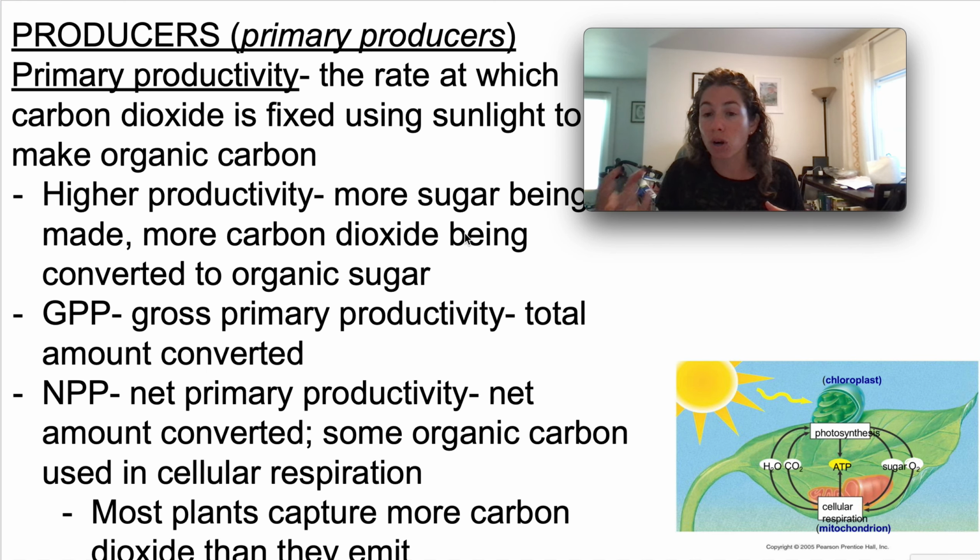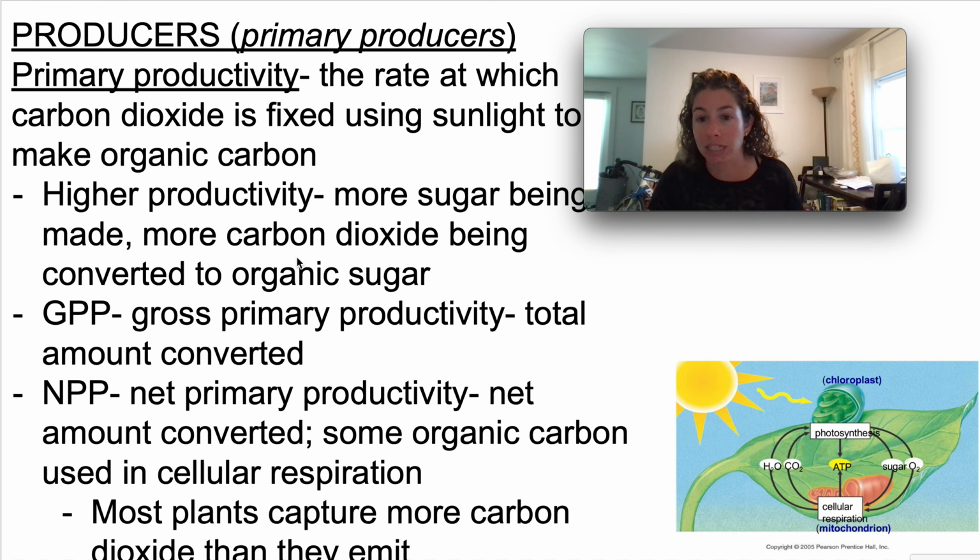How much organic carbon is left over for the heterotrophs after they've used some of it for themselves to make energy? So they do photosynthesis so that they can use some of that glucose to make ATP. So they do a lot of photosynthesis so they can do a little bit of cellular respiration. And how much glucose is remaining? That's your NPP.